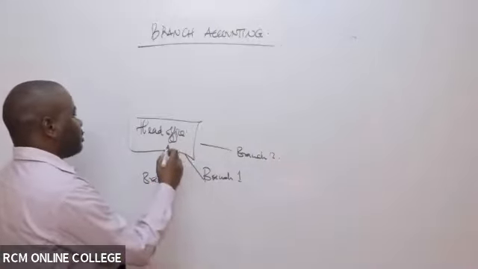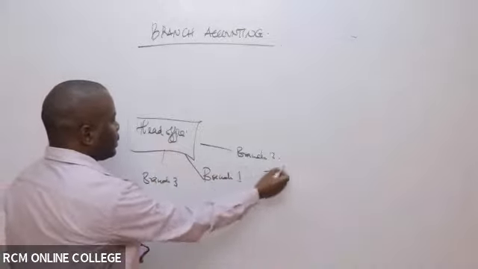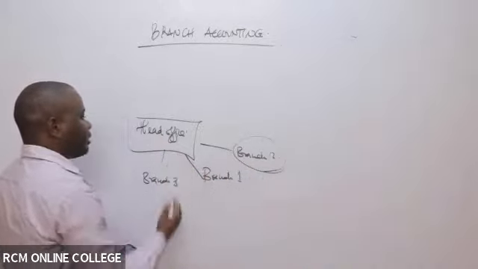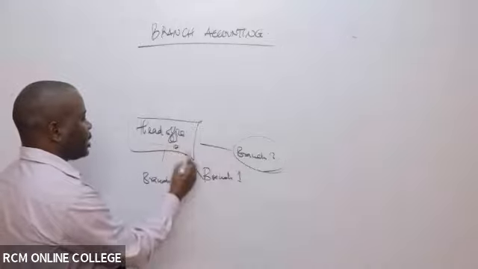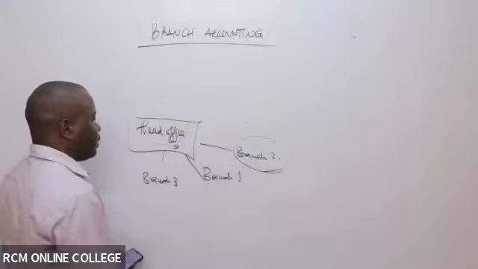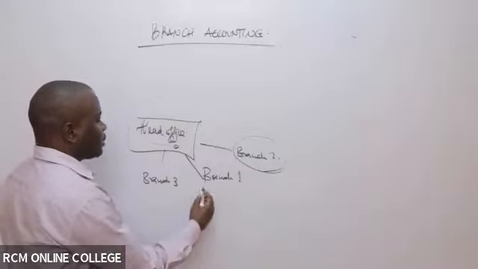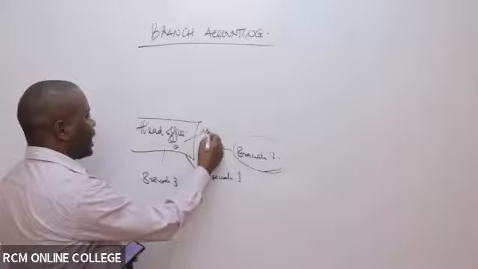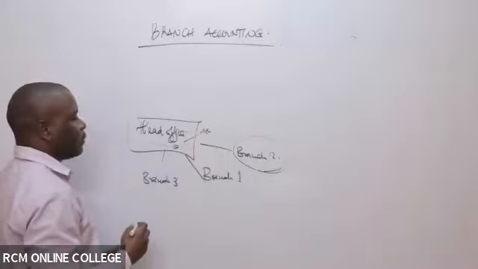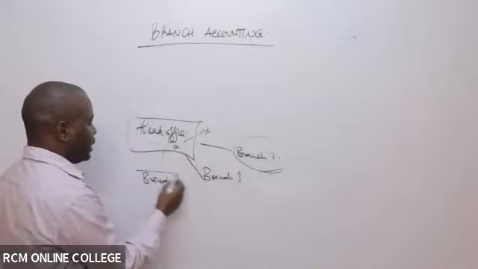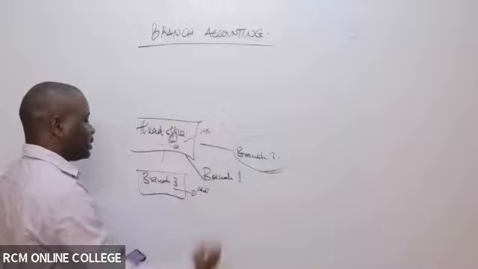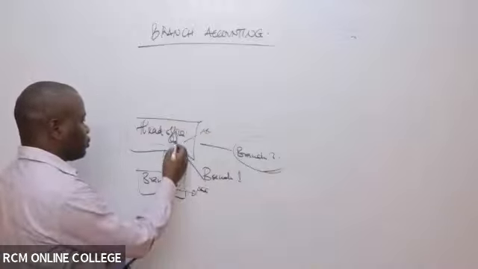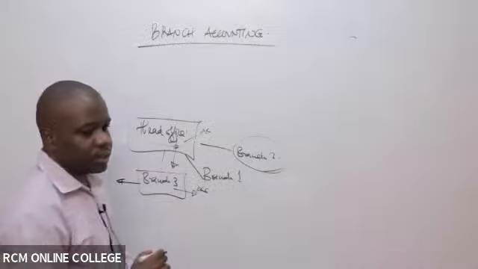We can have a situation whereby these branches end up depending upon the head office for their supply of goods. So some goods are transferred to the branches. There can be a situation whereby the accounting activities are done at the head office. Or sometimes we can have a branch that independently undertakes its accounting functions. It is able to source goods from the head office, but it can also source goods by itself.